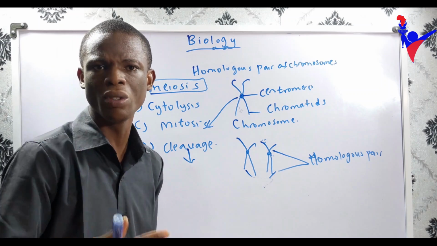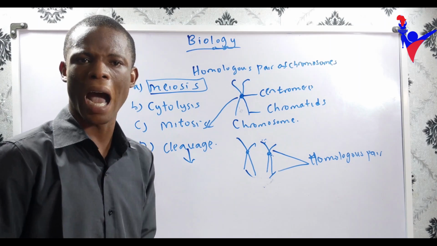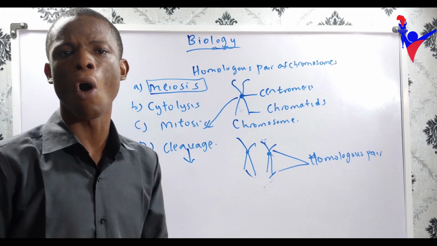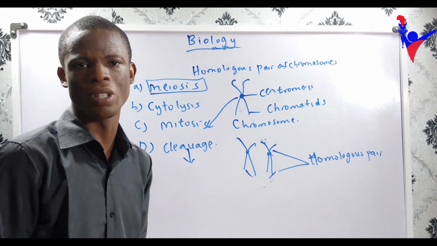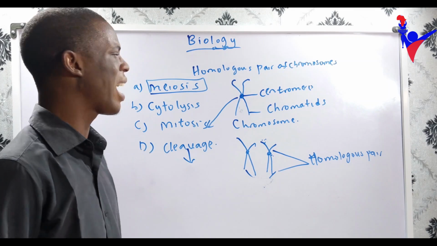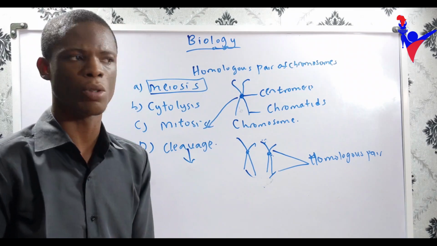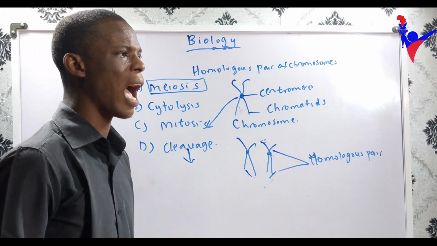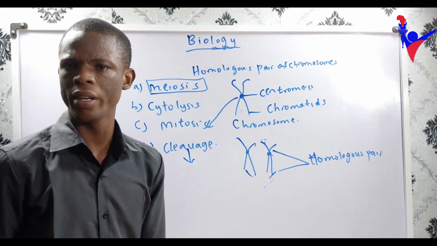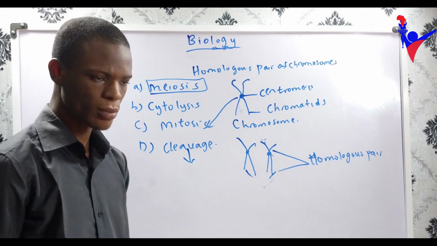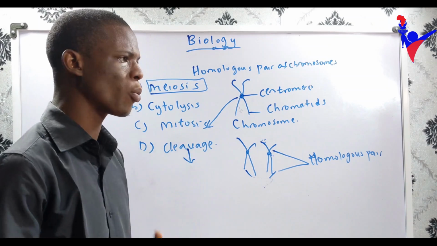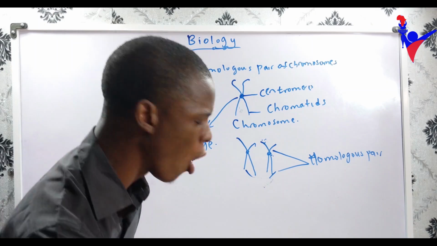I'm very sure that when you continue with this video, you will get a proper understanding of all the stages of mitosis and meiosis, and we'll be able to break down everything you need to know about the concept of meiosis and mitosis. So for our answer, we have meiosis. Homologous pairs of chromosomes separate during the process of meiosis. I hope you've seen what's on the board. So back to the next question.